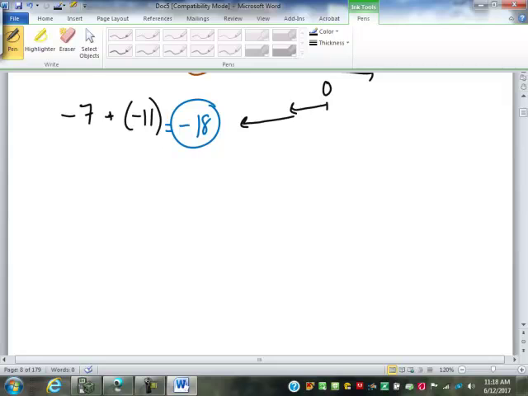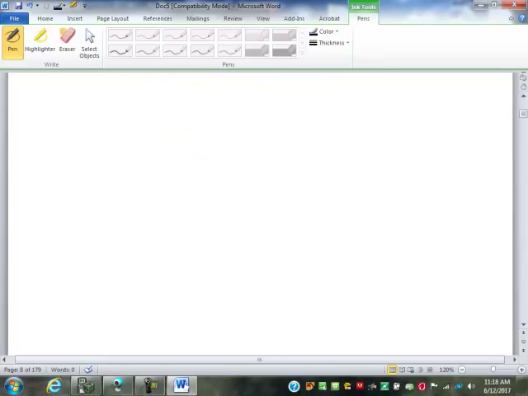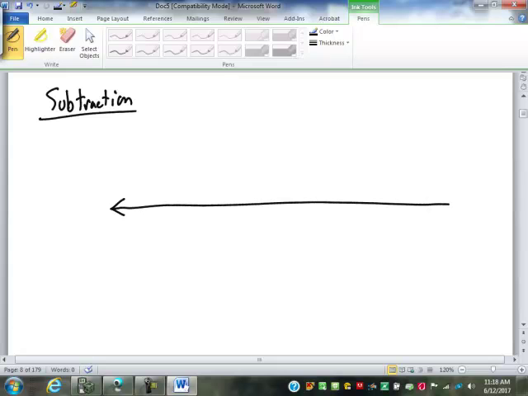So addition with integers can be thought of like that. Well, the next step is subtraction. A lot of us have developed a lot of really bad habits with subtraction through the years. And by no fault of our own, because that's what we were taught to do.